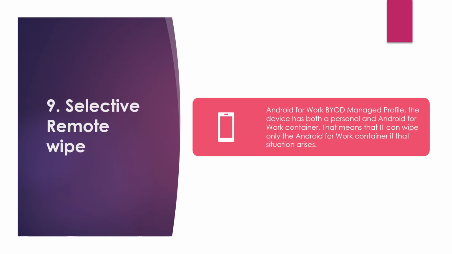Selective remote wipe. Since Android for Work offers bring your own device, which includes personal and office data, IT can manage all this data, and if required, such as when you're moving out of the organization, or if your mobile has been lost, organizations will have the control to remotely wipe the device.